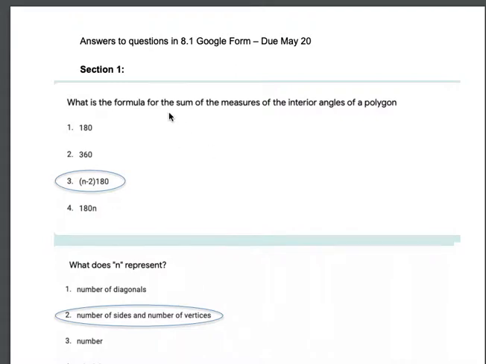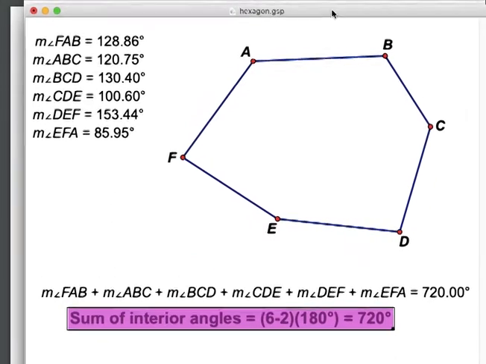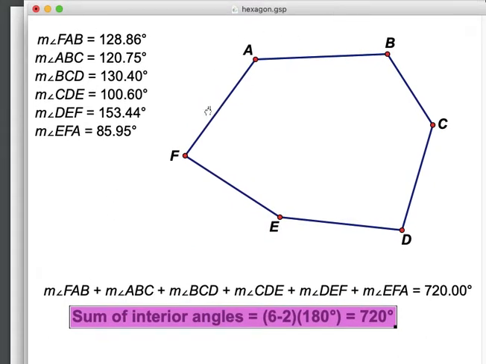So the first part was, what's the formula for the sum of the measures of the interior angles of a polygon? I just illustrated that with a hexagon first. A hexagon has 6 sides. That means there's 6 angles. I have the measure of angle A, B, C, D, E, and F all shown on the side here.